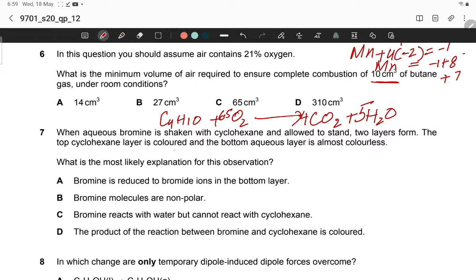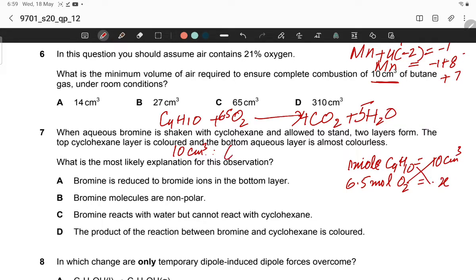So for 10 cm³ of C4H10, the volume of oxygen is 6.5 times 10 cm³, because 1 mole of C4H10 is equal to 10 cm³, so what would be the volume of oxygen? So the volume for 6.5 moles of oxygen is equal to X. So this is equal to 65 cm³ of oxygen.